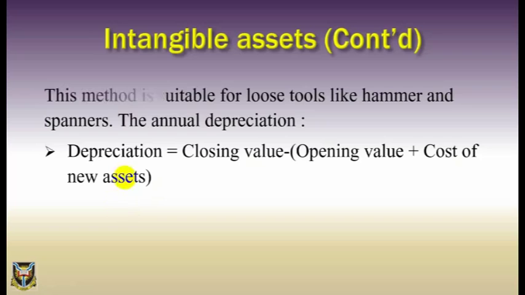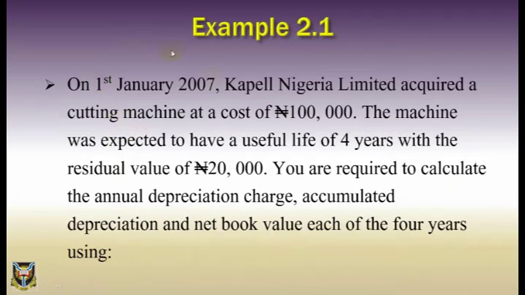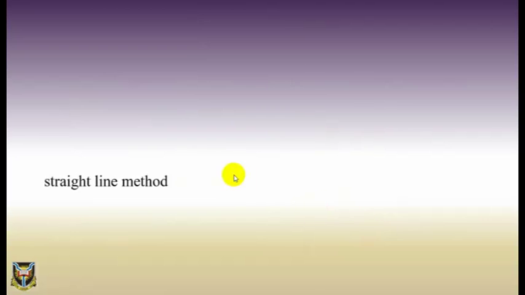Example 2.1. On 1st January 2007, Capel Nigeria Limited acquired a cutting machine at a cost of 100,000 naira. The machine was expected to have a useful life of 4 years with a residual value of 20,000 naira. You are required to calculate the annual depreciation charge, accumulated depreciation, and net book value for each of the 4 years using: a. Straight line method, b. Reducing balance method, c. Sum of the years digit method.